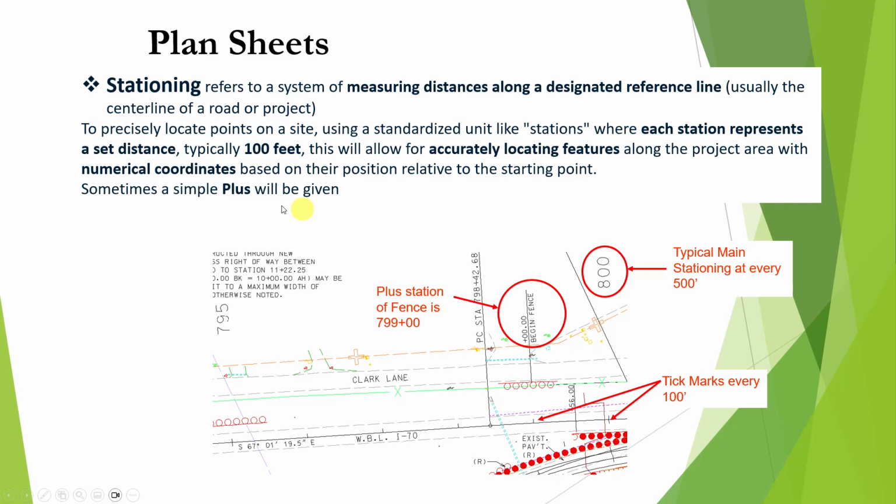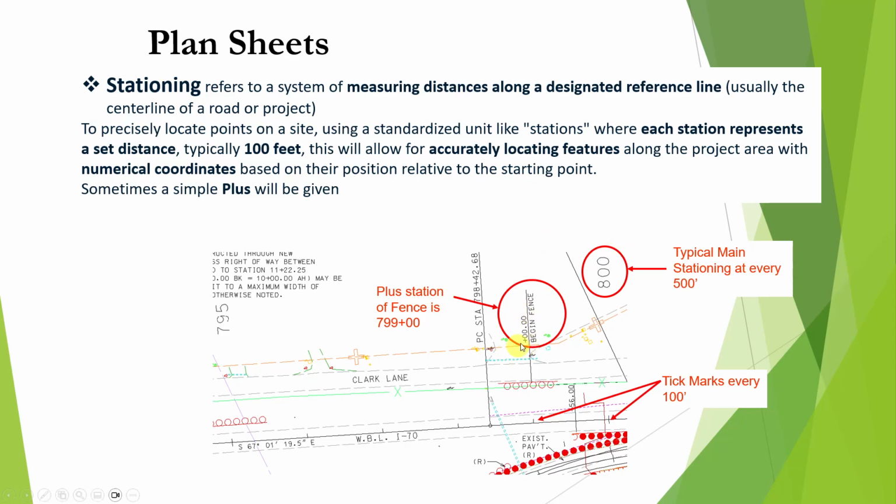Sometimes a simple plus will be given. Okay, so in this example, you can see down here, here's a plus station, a fence, which is 799 plus 0. How do we know it's 799? We got to look at it. It just says plus 00 begin fence. Could have probably put the 799 in there and made it less confusing.